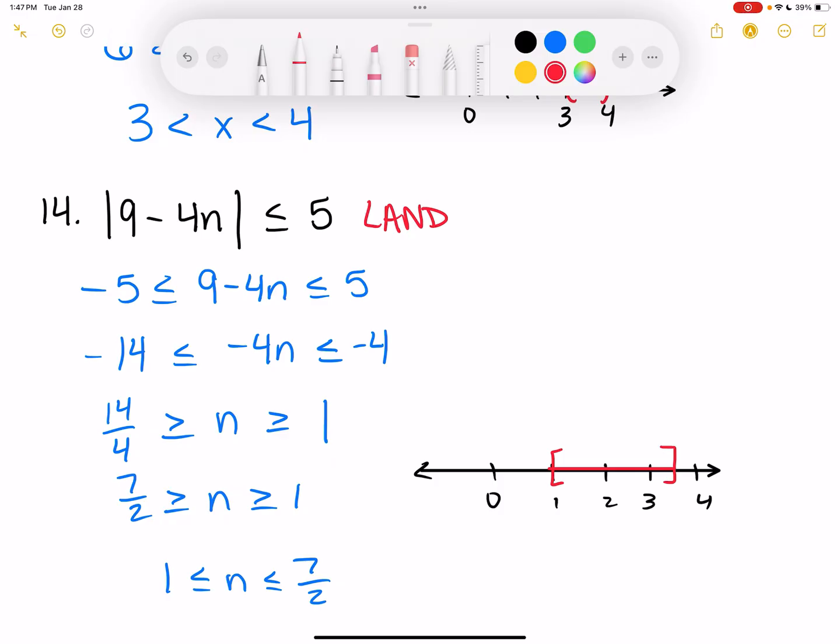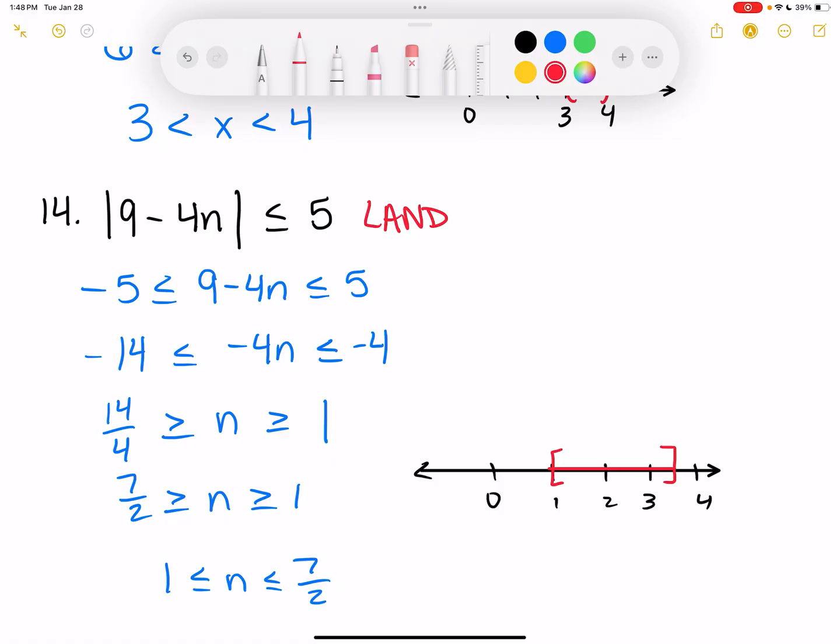All right, what situation did we have on this one? Land. All right, so how do we set it up? Negative 5 is less than or equal to 9 minus 4n is less than or equal to 5. Okay, and what was our final answer? 14 over 4 is greater than or equal to n, which is greater than or equal to 1. I reduced it down from the 14 over 4. Or you can flip it and make it in numerical order.